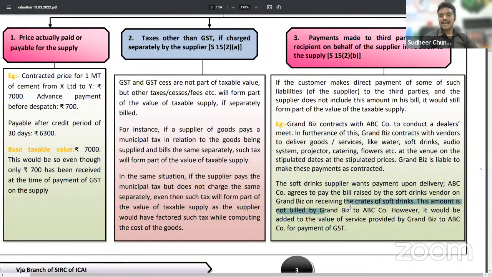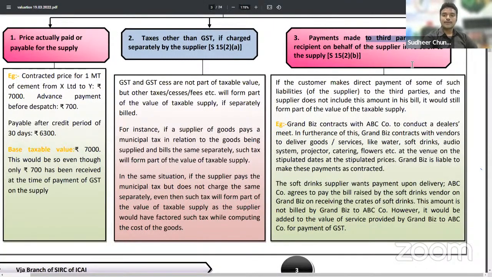Sir, actually here Grand Bridge is the service provider. So he has given some instruction that the soft drink payment should be given to another person. Even though the soft drink payment is given to another person, the entire value of the supply should be considered. The payment made to third parties. So the recipient said that 20,000 you pay to another person. Whether that 20,000 also should be included? Yes. Any payment made to third parties also will be included in the value of the supply, because here the payment is made to third parties on behalf of the supplier only. That's the intention here.